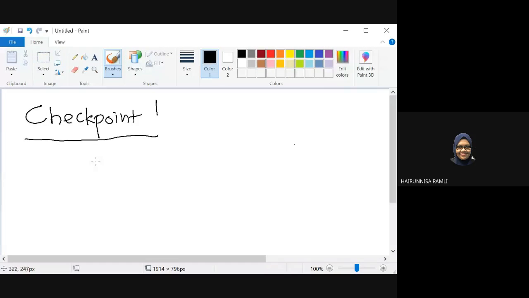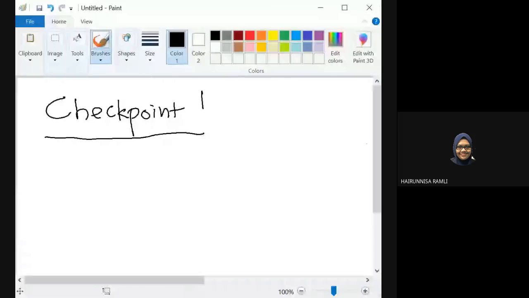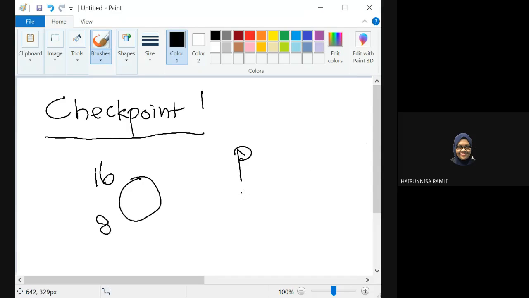So for checkpoint one. Soalan dia apa? Masing-masing ada soalan eh, boleh refer slide masing-masing eh. Okay, so for question one, find the number of protons, electrons and neutrons for oxygen with 16 mass number and 8. Ini 8 je lah. Find the number of proton, electron and neutron. Simple je kan ni.